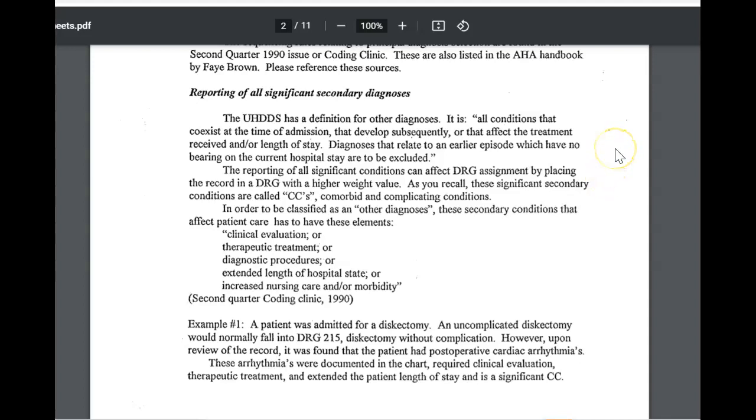Then you want to report all significant secondary diagnoses. These are conditions that coexist at the time of admission, develop subsequently, or affect the treatment received or length of stay. Anything that is related to an earlier episode and has no bearing on this hospital stay is to be excluded.